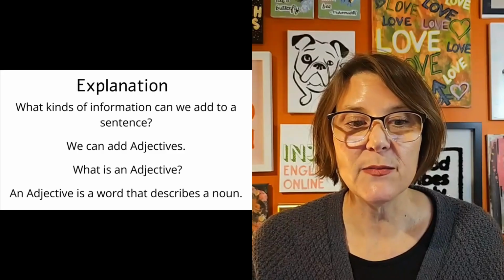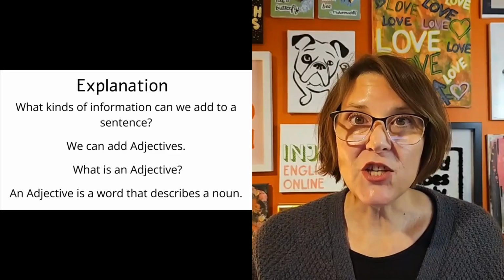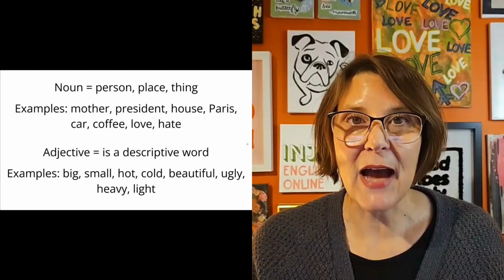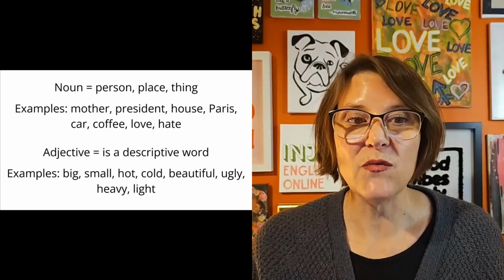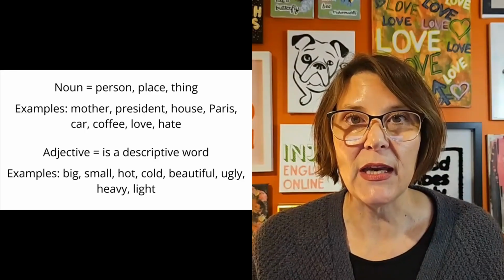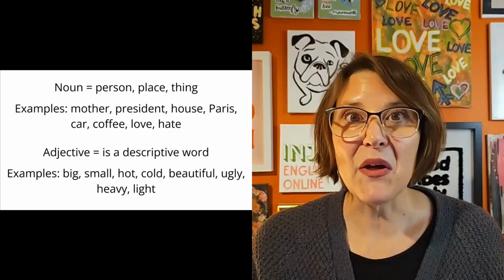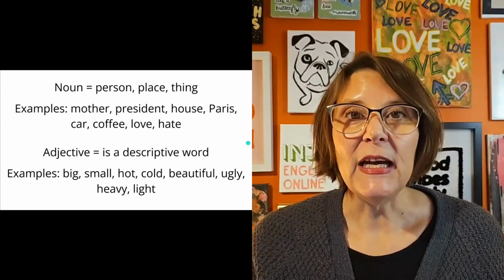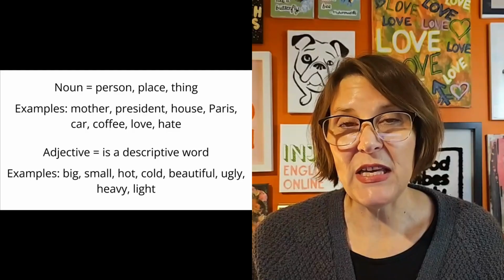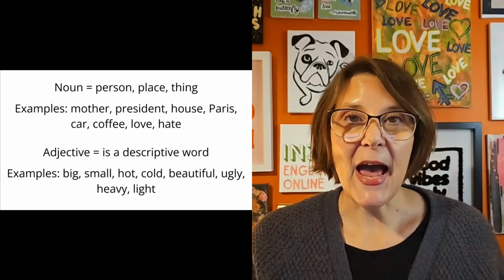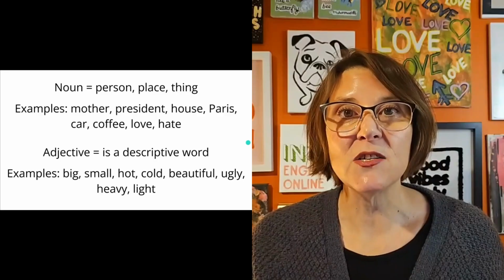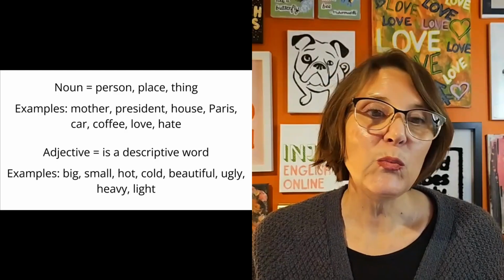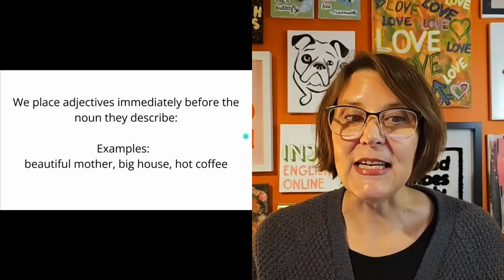Let's start with adjectives. Now, what is an adjective? An adjective is a word that describes a noun. It tells us something about the noun. What's a noun? I'm sure you know. Let's review. It is a person, a place, or a thing. Examples of nouns are mother, president, house, Paris, car, coffee, and even ideas or concepts or feelings like love and hate. An adjective, as I said, describes the noun. It's a descriptive word. Examples are big, small, hot, cold, beautiful, ugly, heavy, and light.